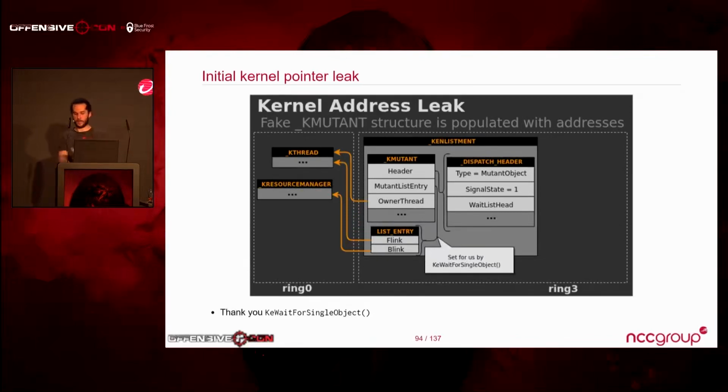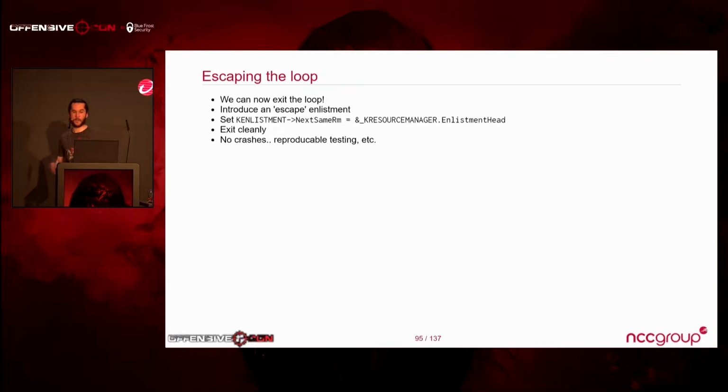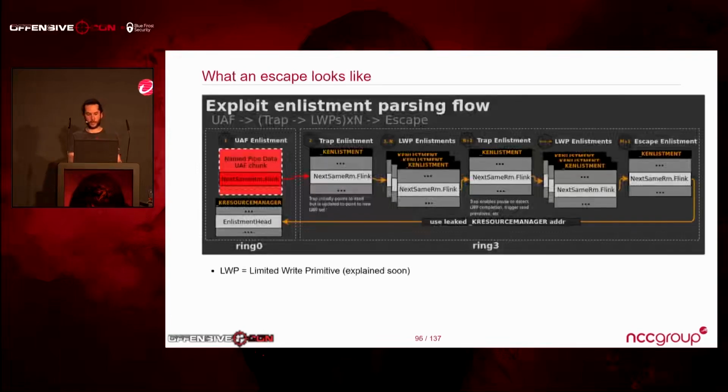And this technique could be applied to other bugs. I think it's quite generic, the fact that you can create a fake mutex that is touched by the kernel. But what is really cool about this leak is that it leaks the KRESOURCEMANAGER address, which is exactly what we need to exit the loop, because the test is if the flink pointer equals the address of the enlistment head in the KRESOURCEMANAGER object. So now we can just escape the loop by setting the flink pointer to the head of the resource manager.